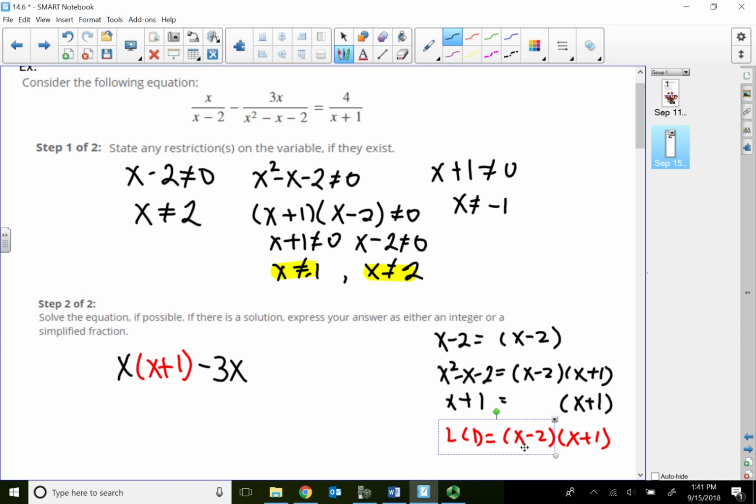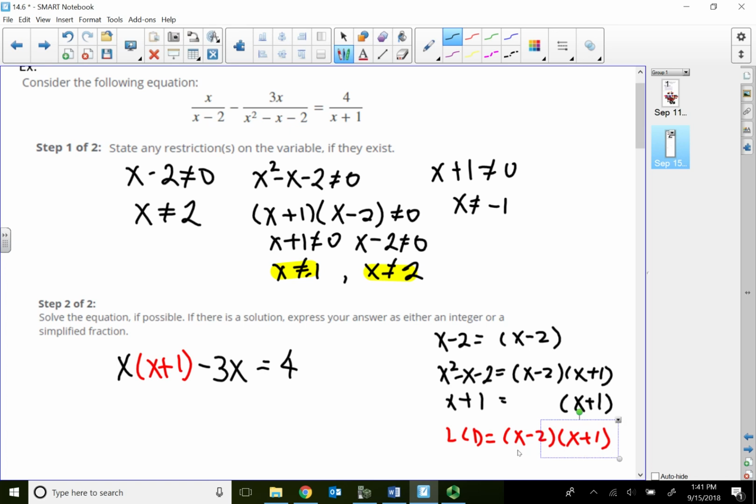As compared to the LCD, it does not miss anything, because when my LCD times the second term, everything in the denominator and LCD should all cancel out. So that would just leave me with negative 3x equal 4 times.